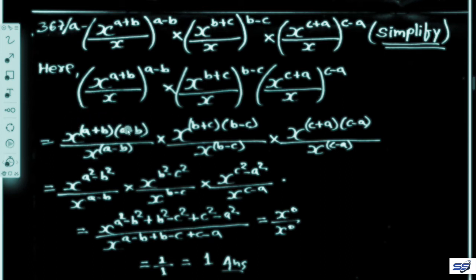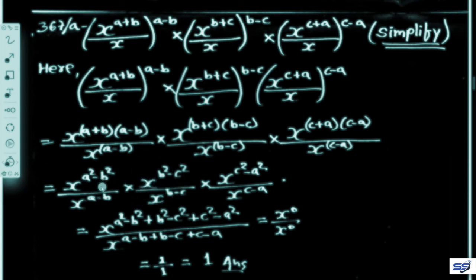Now a plus b into a minus b is the expanded form of the formula, so it shall be written in short form: x power a square minus b square upon x power a minus b, into x power b square minus c square upon x power b minus c, into x power c square minus a square upon x power c minus a. Now this is the concise form. We can also get this result on multiplication, and we can also change it simply as per formula. Here c square minus a square, here b square minus c square, here a square minus b square.